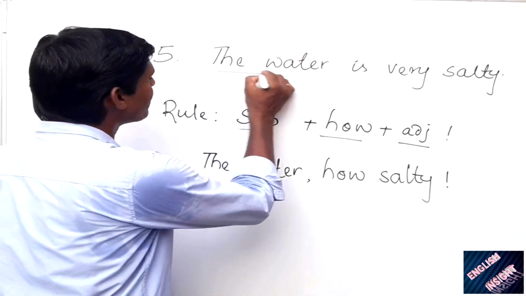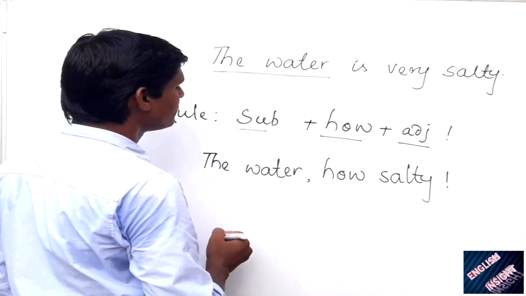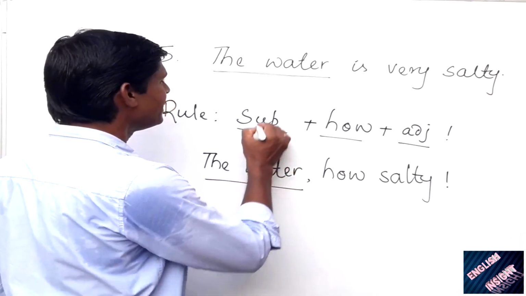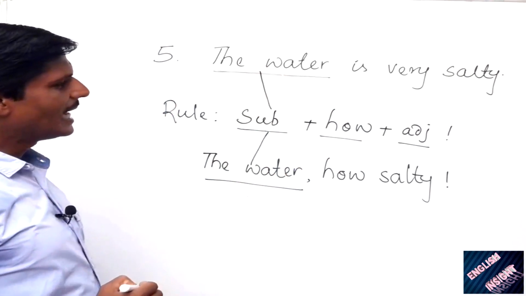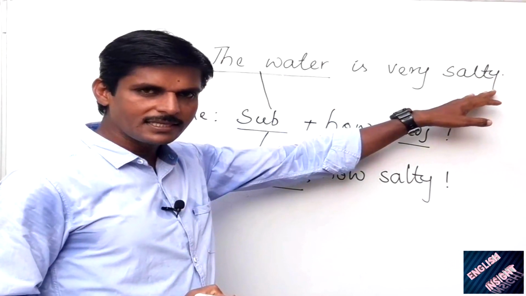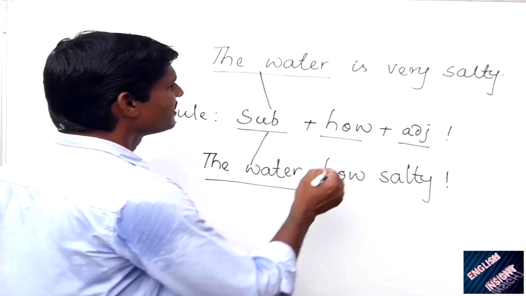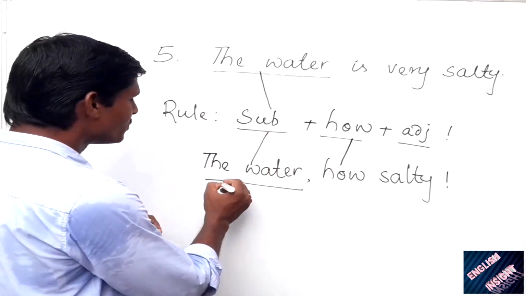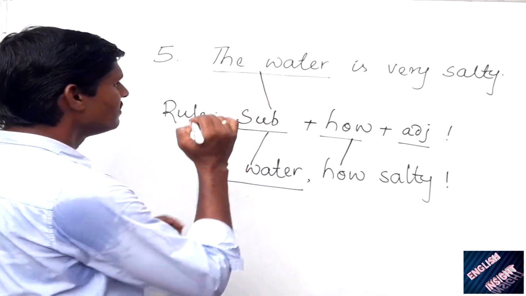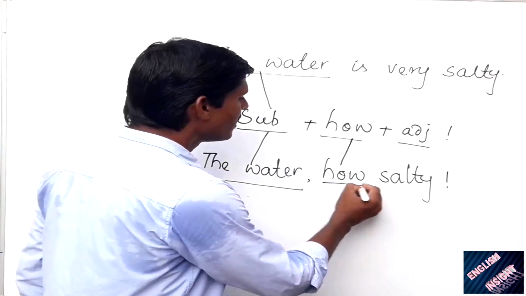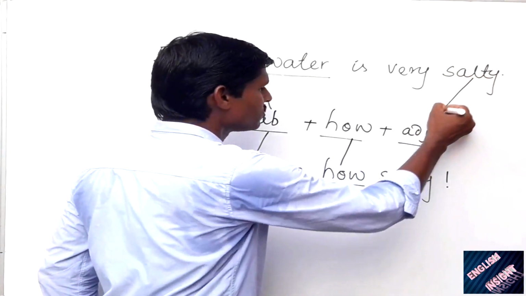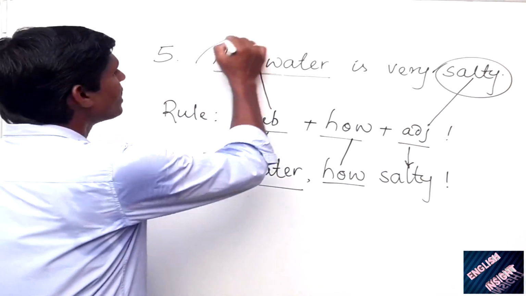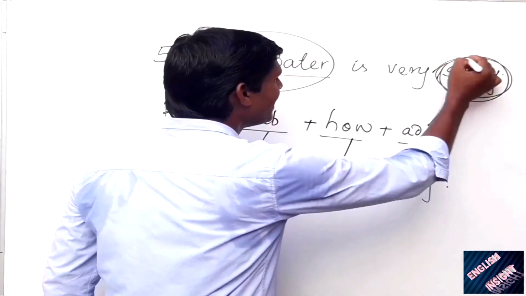First, we should use the water. It's the subject in the declarative sentence. So the rule says first we should use the subject. So water is used, it's the subject here. As there is an adjective at the end of the declarative sentence, we should use how. The rule says just after the subject, how is used. So we use water first, the subject of the declarative sentence, then comes how, and the last one is the adjective. The adjective is salty. So what's the sentence here? The water, how salty.